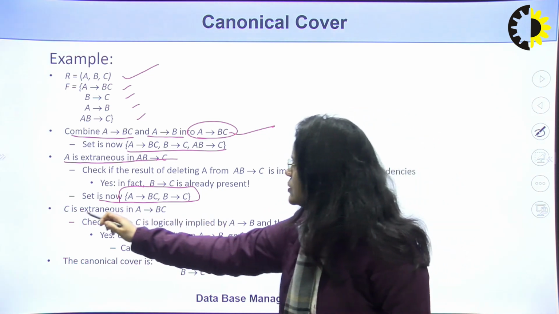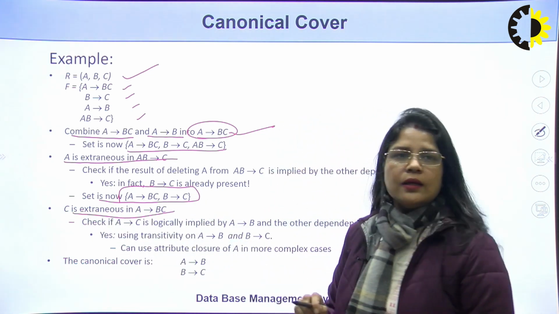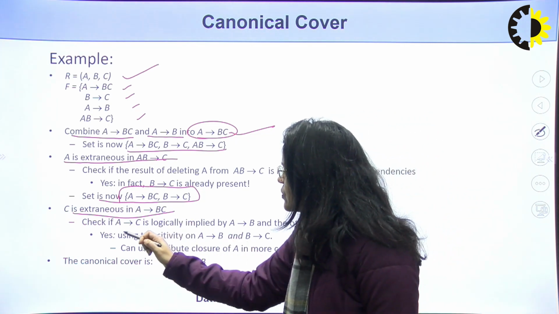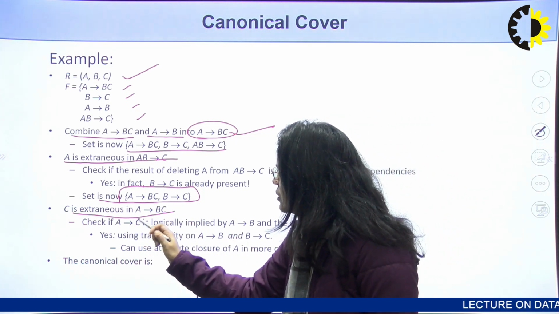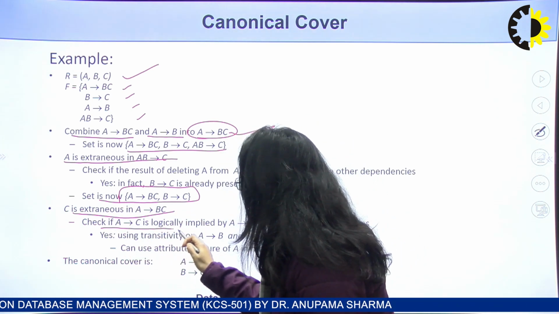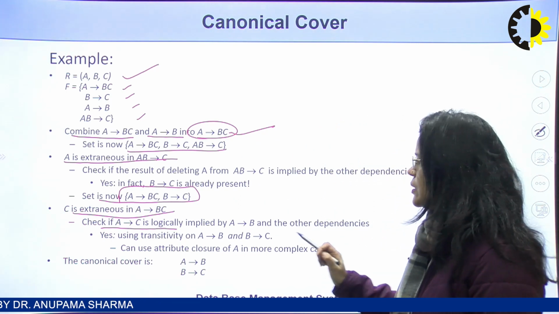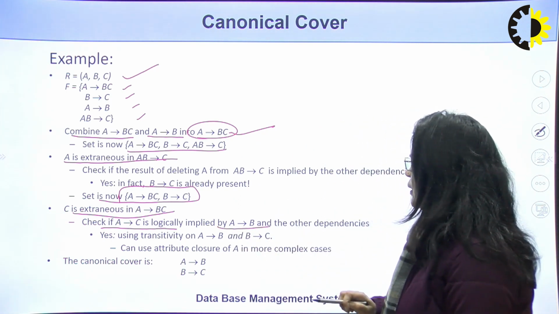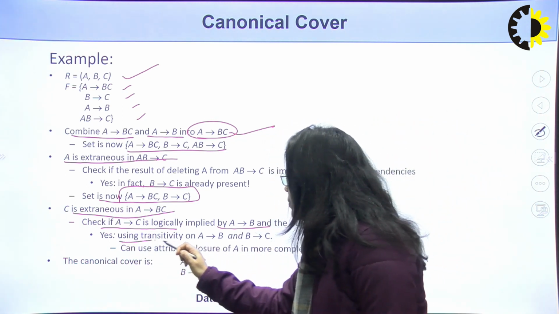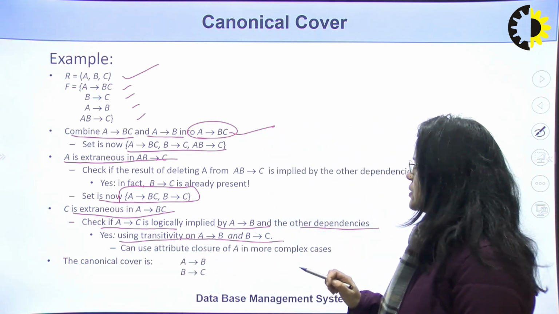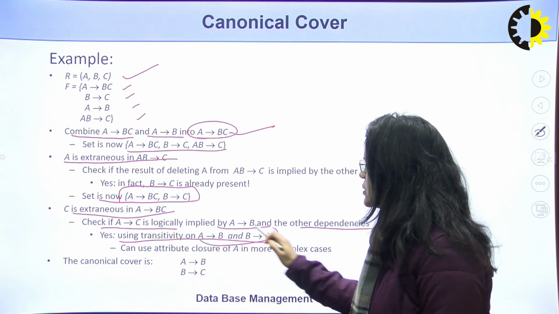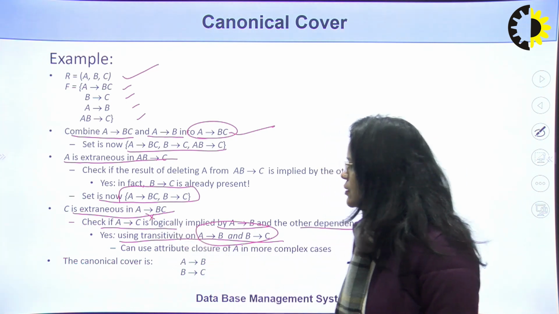Now we can find out C is extra in A tends to BC. Why is the C extra in this? Because we'll check if A tends to C is logically implied. Why? A tends to B, right? So due to transitivity, we can write this. So this is sufficient. We need not write this, right?